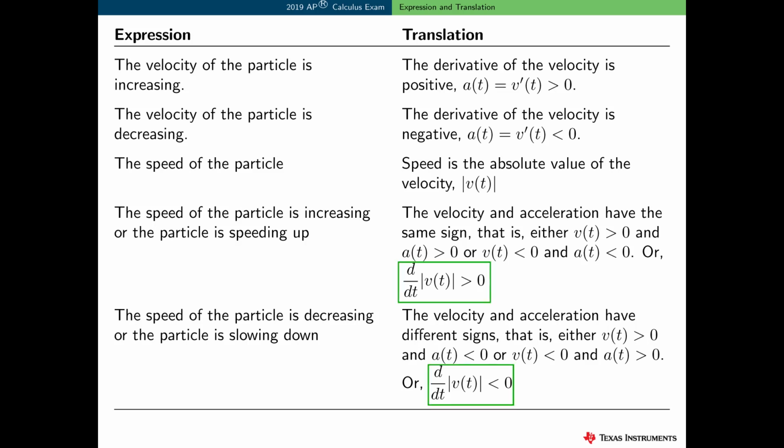A common AP Calculus question asks students to determine whether the speed of a particle is increasing or decreasing at a specific time. Note that in both of these cases, the student can consider the derivative of the absolute value of the velocity, or the derivative of the speed.